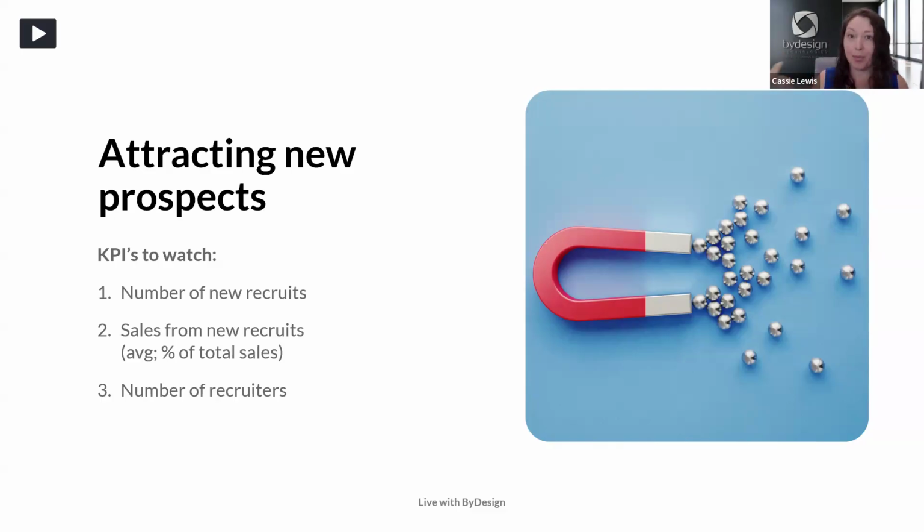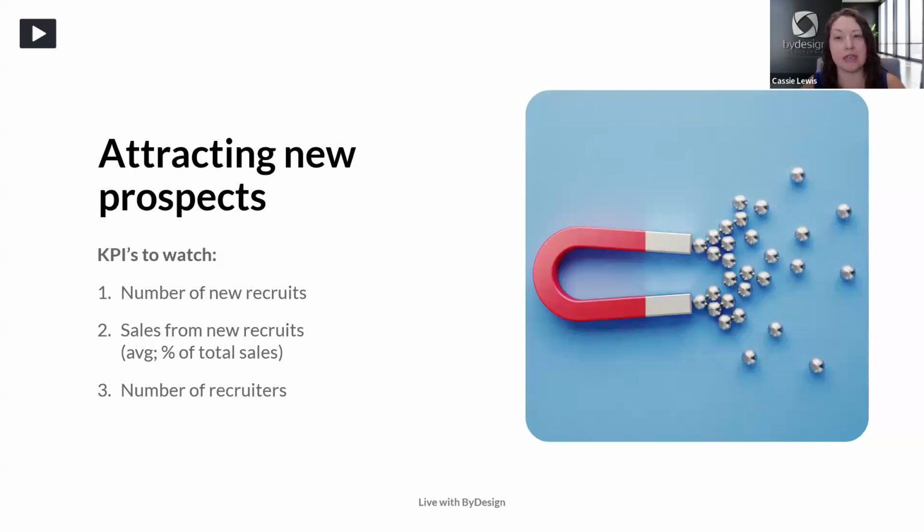One is just the number of people that are joining your business. The second is whether the new people joining your business are actually helping you to expand your outreach, promote your product, and grow your brand. And then the third one that I like to look at is the number of recruiters.